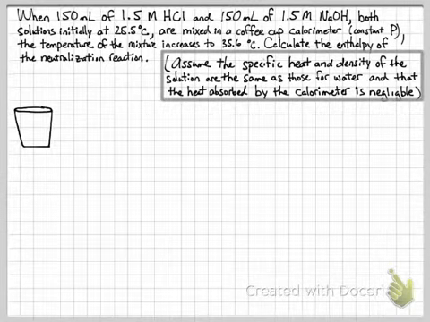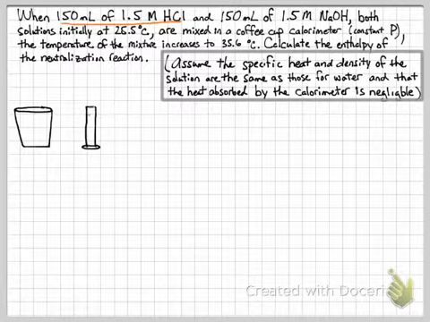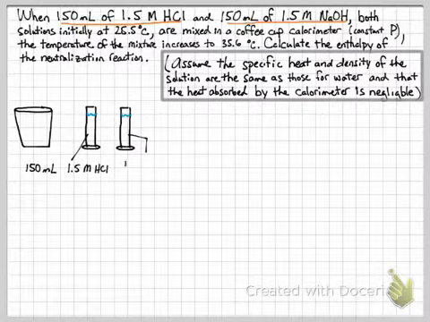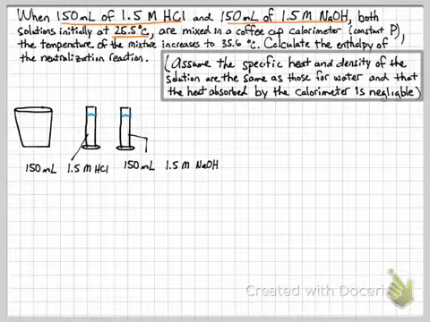Okay, so let's make a drawing to help us out with this problem. We have a coffee cup calorimeter. We have 150 milliliters of 1.5 molar HCl, say it's in a little graduated cylinder here. And then we also have 150 milliliters of 1.5 molar sodium hydroxide, maybe in a separate graduated cylinder. We know that the starting temperature of both solutions is 25.5 degrees Celsius.